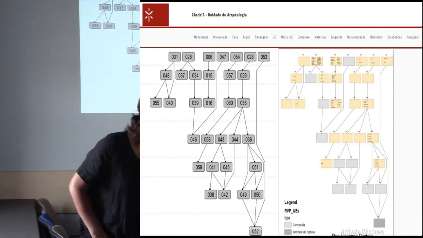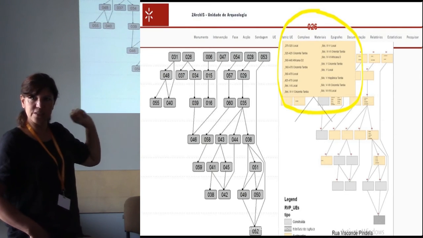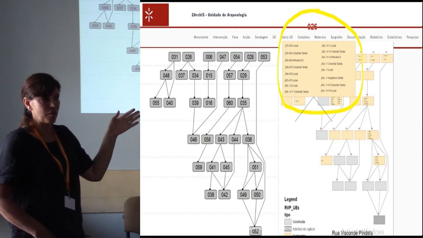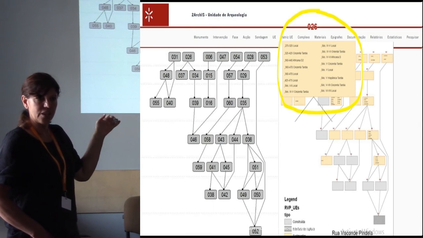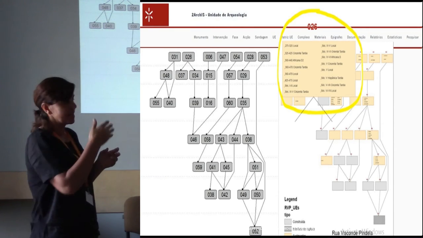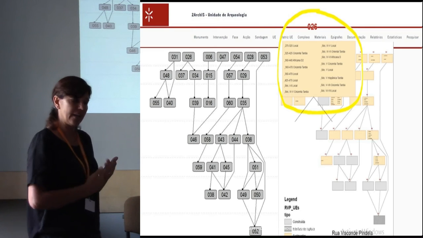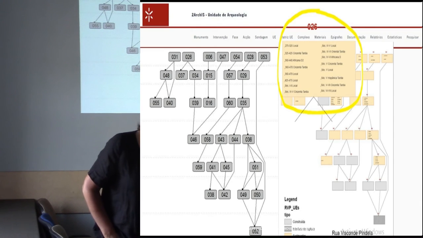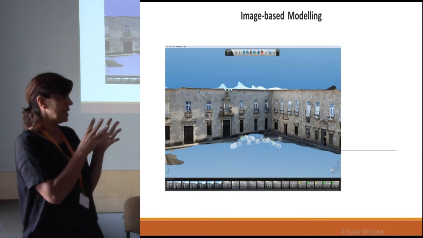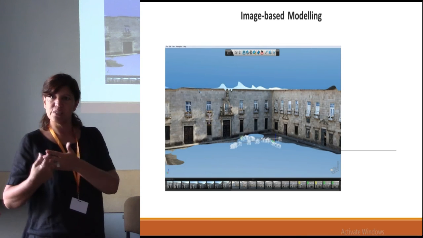In this case, I can see what kind of ceramics are in each stratigraphic unit, with information like the type of ceramic, the chronology, whatever. I can do this with coins, with glasses, and I have a graphic view of distribution of materials and stratigraphic units. This is one example of how important it is to have data and to have access to data that can be reused later.